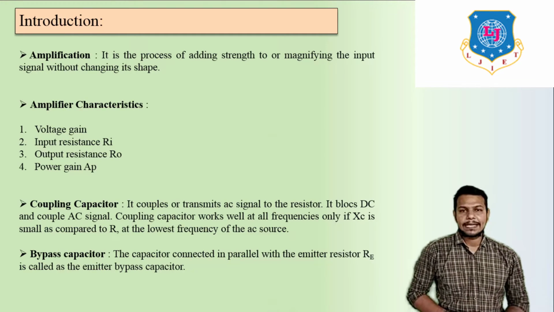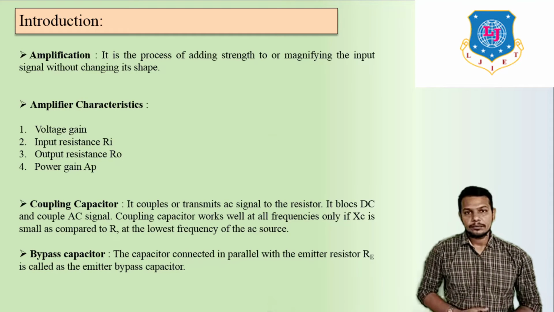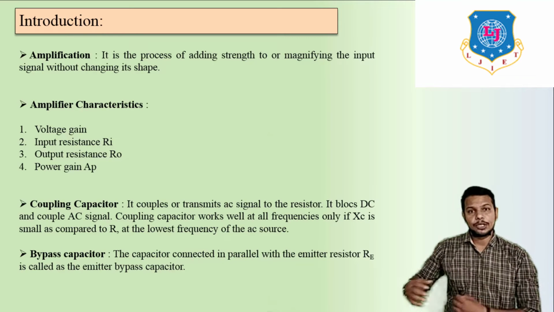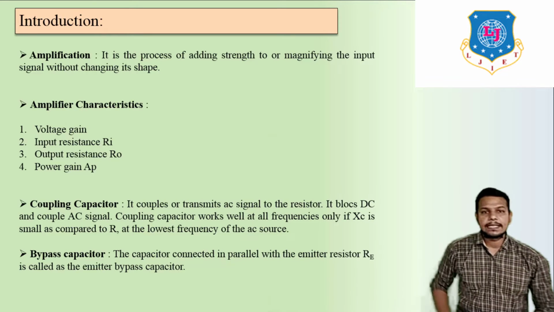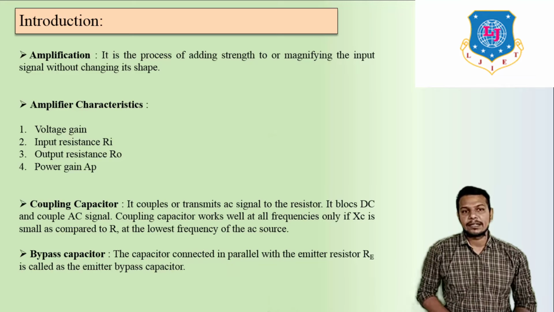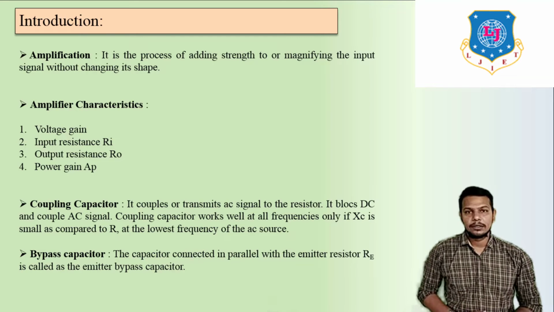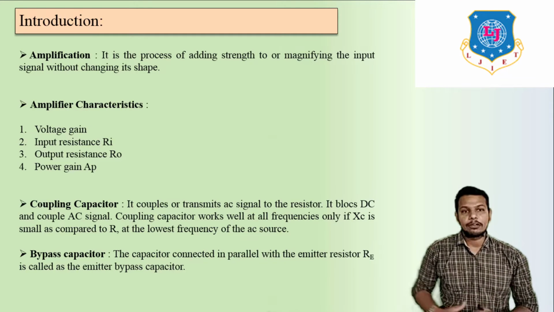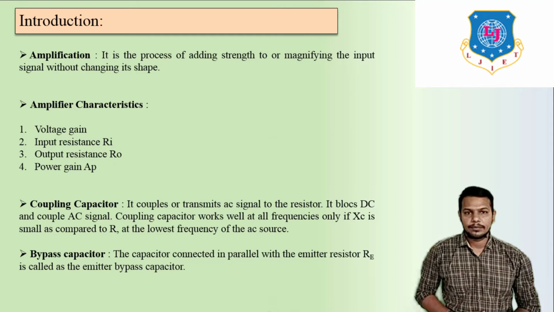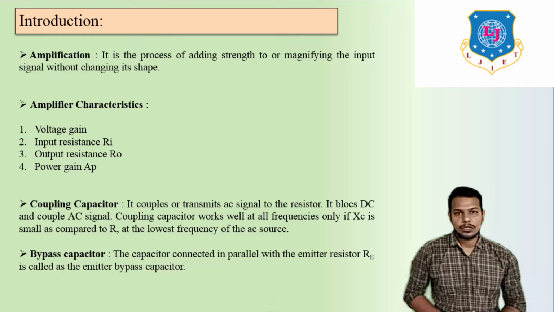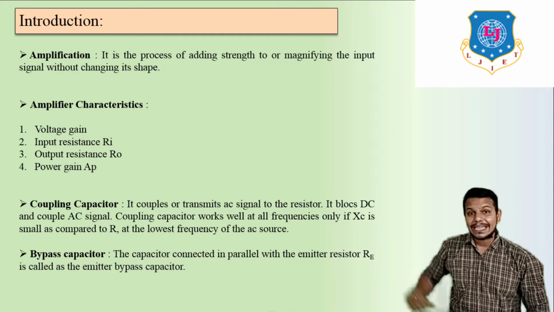What is a coupling capacitor? We are going to use two capacitors in the circuit diagram. One is connected to the input side and the other is connected to the output side. It couples or transmits the AC signal to the resistor. It blocks DC and allows AC signal. A coupling capacitor works well at all frequencies only if Xc is small compared to the resistance at the lowest frequency of the AC source. That means it blocks DC and allows AC signal.